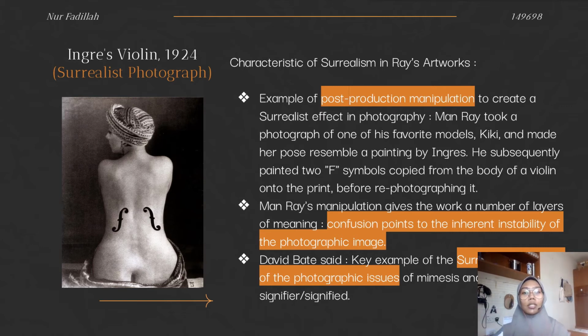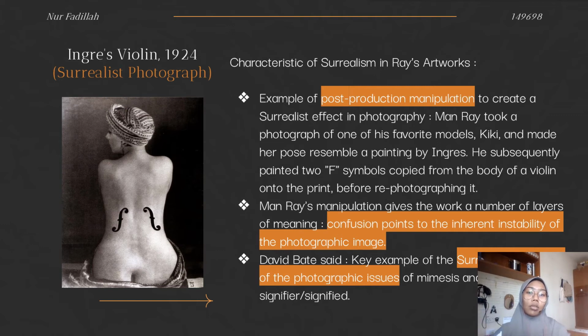So this confuses the viewers in understanding the images. It makes the viewers question: are those black marks painted or tattooed directly onto her skin, or are we in fact actually looking at a woman with a hole in her back, like the body of the violin? So these confusions point to the inherent instability of photographic images.